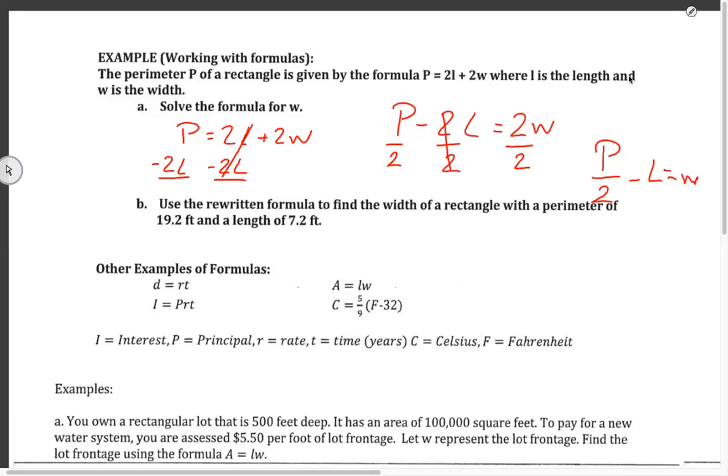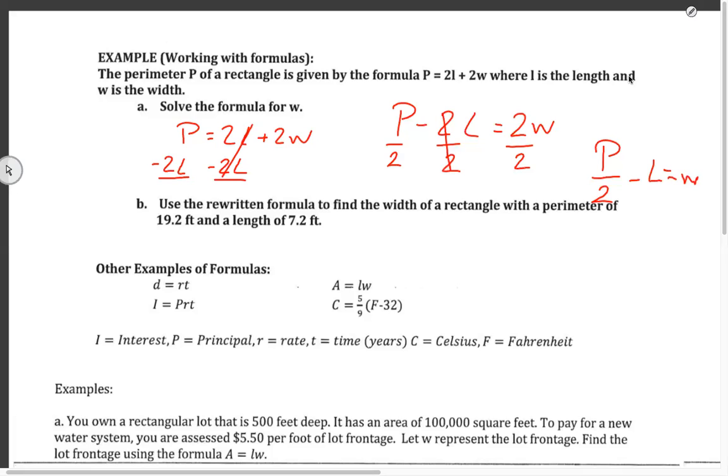Now it says, use the rewritten formula to find the width of a rectangle with a perimeter of 19.2 feet and length of 7.2 feet. That's kind of weird. But what that might be is, say you're running baseboards. You know in your house, the board at the bottom, it's this tall, it's white. See how this changes color right here? This is like your baseboard in your house. It's made to make the bottom of your house look fancy.